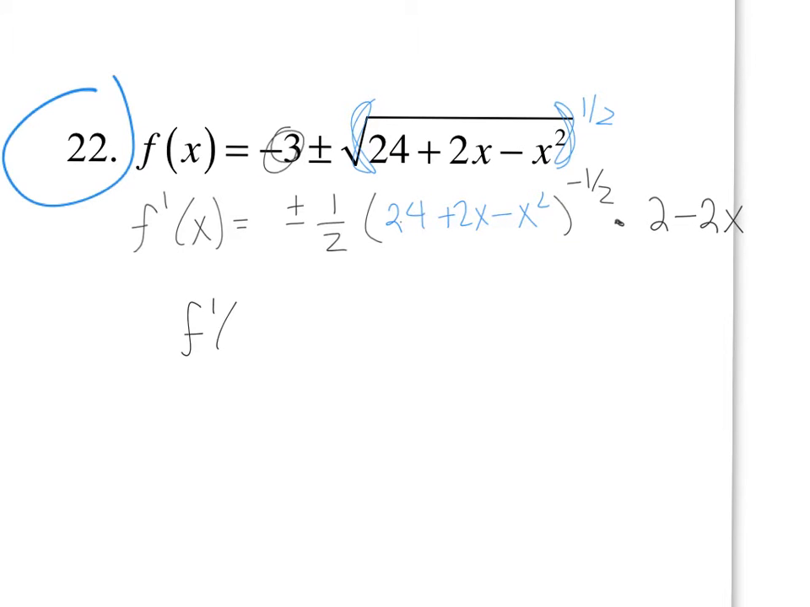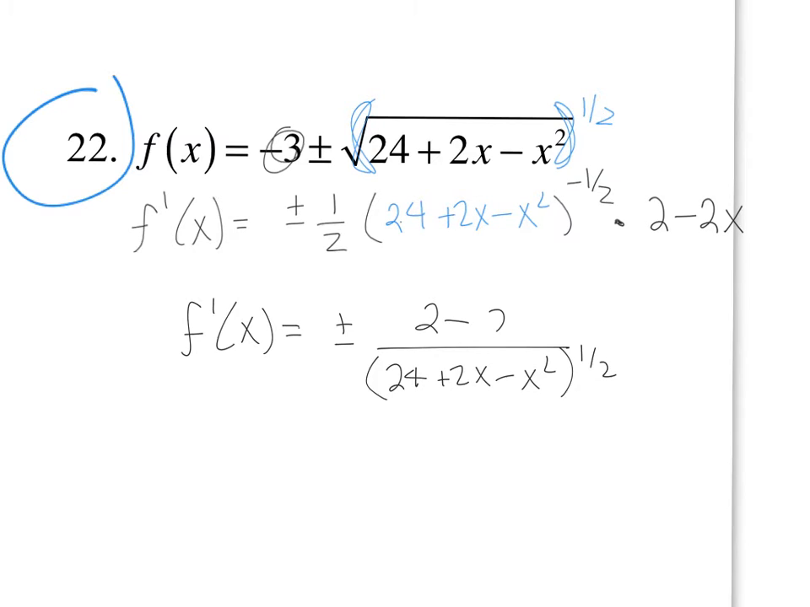So f prime of x is equal to plus or minus. On the bottom we've got 24 plus 2x minus x squared, all of that raised to the 1/2 power. And in our numerator we have 2 minus 2x. So for points of horizontal tangency, we are setting f prime of x equal to 0.